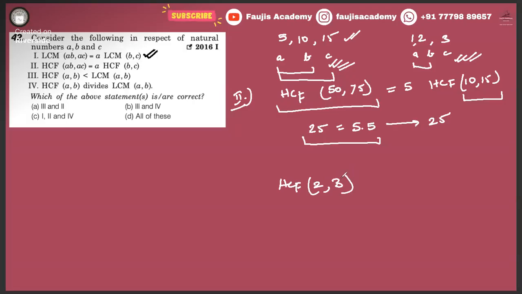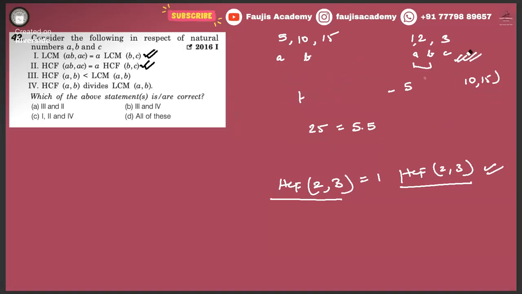A is 1, B is 2, and C is 3, is equal to A into HCF of BC. A into HCF of BC means HCF of 2, 3, right? Will it also give the same? Yes, it will also give the same, which means this one is also right or not?